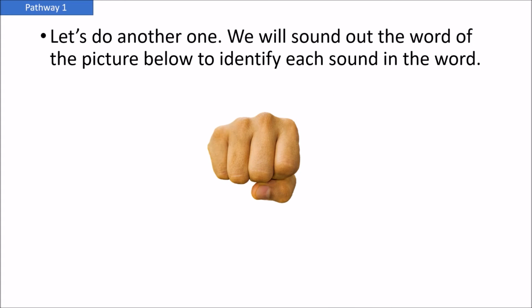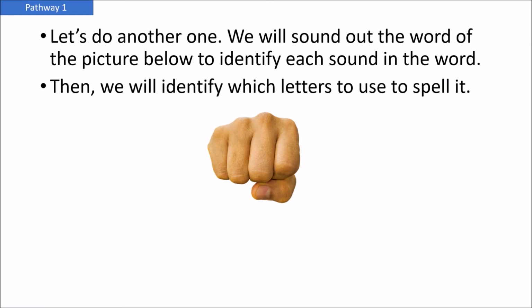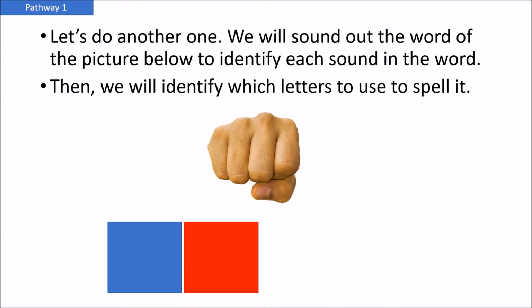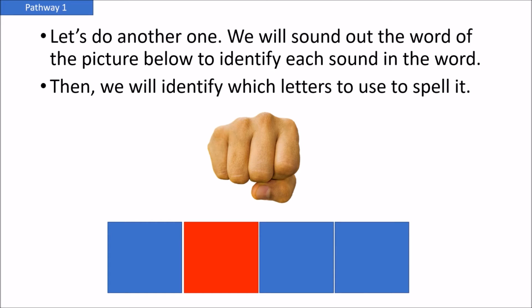Let's do another one. We will sound out the word of the picture below to identify each sound in the word. Then we will identify which letters to use to spell it. Fist. F, i, s, t. Fist. What letter would you use to represent the f sound? If you said F, you are correct.